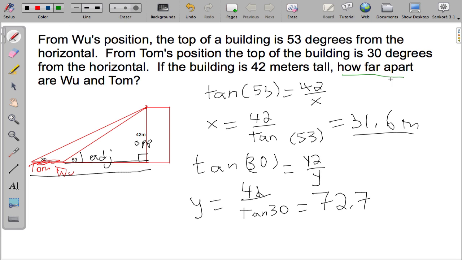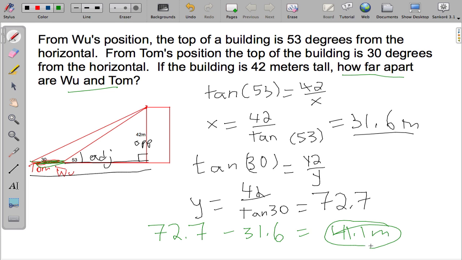Okay, but what we want to know is how far apart are Wu and Tom. So you want to know this distance here. Okay, so that is 72.7 subtract 31.6, which we should see is 41.1 meters. Oops, 41.1 meters.